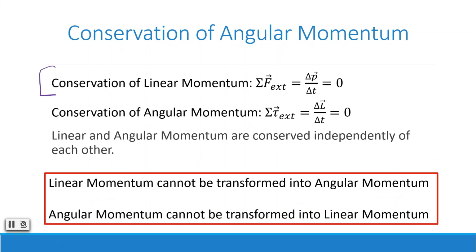Linear momentum is conserved when there's no net external force because you'd have no change in linear momentum over time. Angular momentum is conserved when there's no net external torque. So once again, you have to define a system and determine whether the torques are internal or external. These are two completely different quantities. It is impossible to transform linear momentum into angular momentum. It is impossible to change angular momentum into linear momentum. So it's possible to have situations in which both are conserved, neither are conserved, or one or the other is conserved. You cannot convert one into the other. They are completely different quantities.